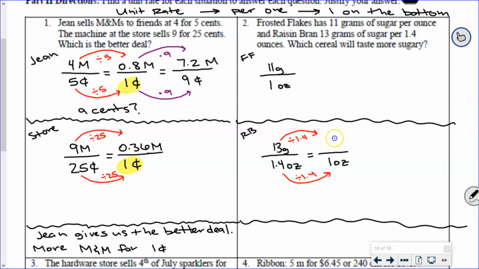Help me out, Savannah. 9.2, and it was a little bit longer, right? But we rounded to just 9.2, and that's fine. 9.2 grams per 1 ounce. So let's compare these. If we're looking at just 1 ounce, which one has more sugar? 11 grams, is that more sugar, or is 9.2 grams more sugar?